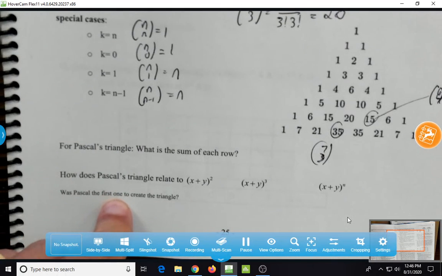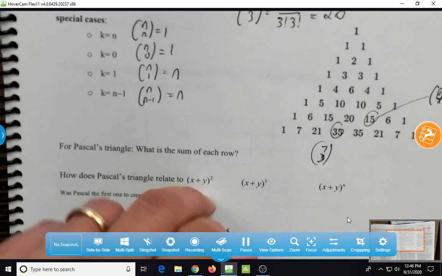Was Pascal the first one to create this triangle? No. Egyptians, Chinese, Indians, lots of different places. And so it's difficult to know who was even first.